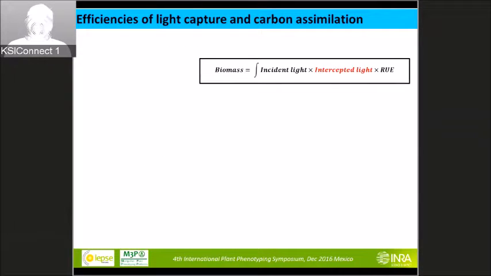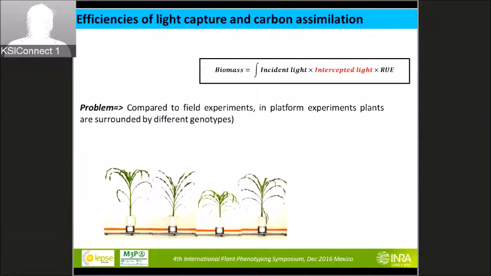So now if we want to speak about carbon assimilation, I think all of you know this equation, Monteith's equation. Biomass is the integral of the intercepted radiation multiplied by the radiation use efficiency. And the intercepted radiation is therefore the quantity of light on the plant and the percentage of interception. The problem in a platform is that it's not a uniform canopy, and each plant has a neighbor, and this neighbor is from a different genotype, or it could even be from a different species. Then we have to calculate for each plant the intercepted light in the platform.